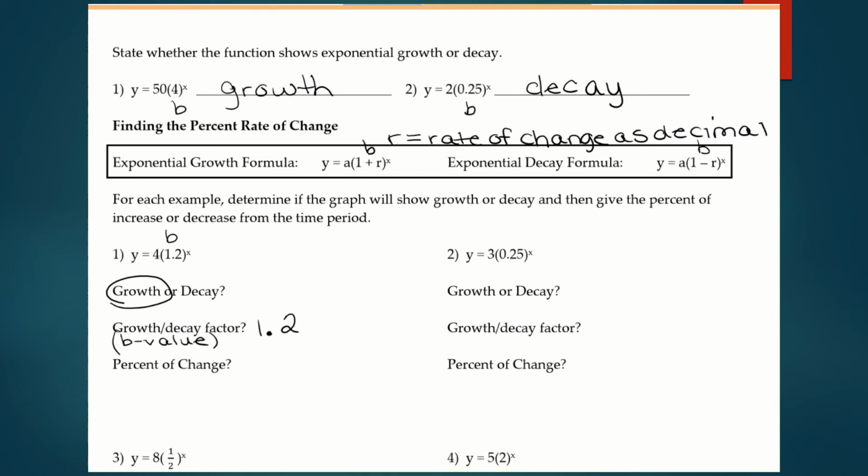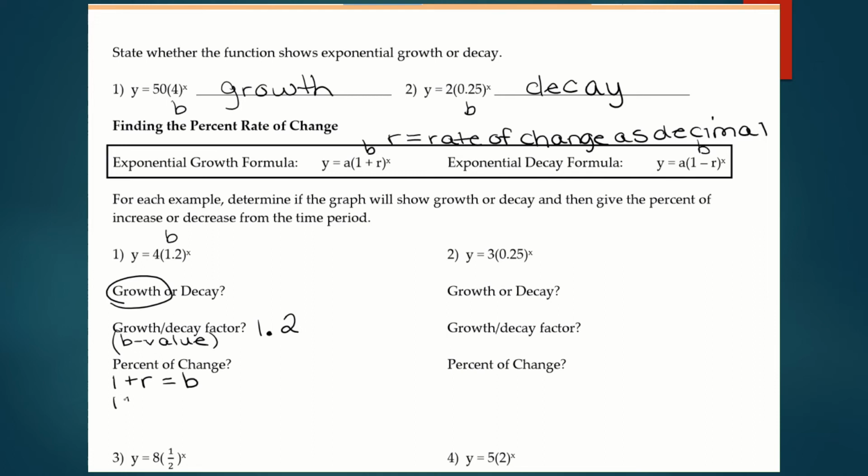So what's the percent change? How are we noticing our y value is changing here? If I look at this, I'm going to go to my exponential growth formula, and I'm going to see that to find b, or to really create b, I take 1 plus r, which is my rate of change, and I should come up with that b value. This is how b is created.